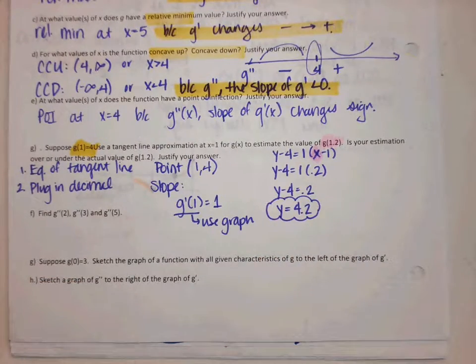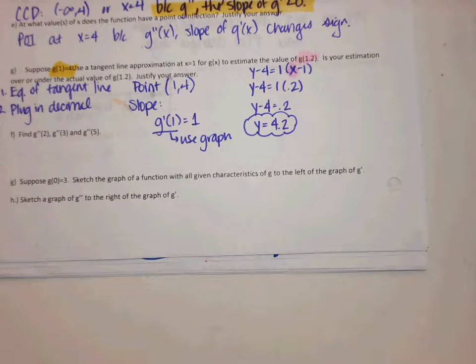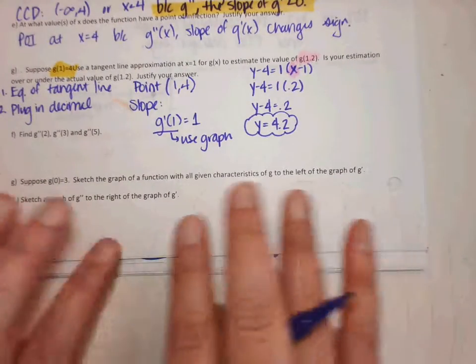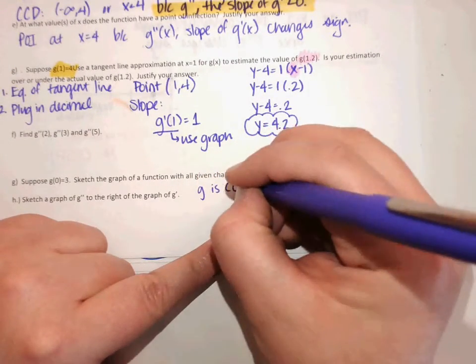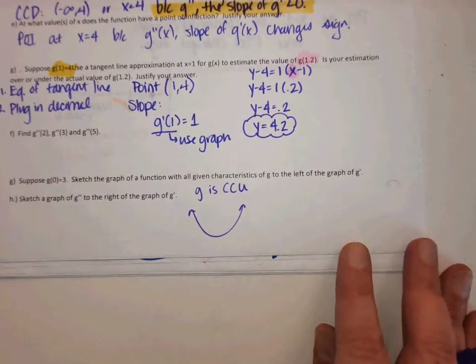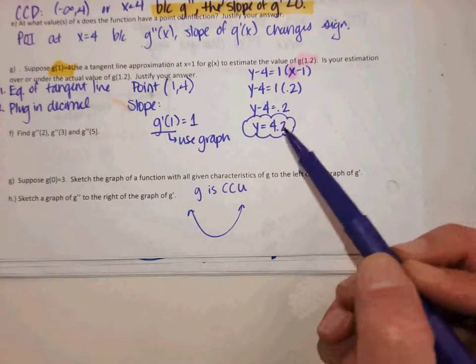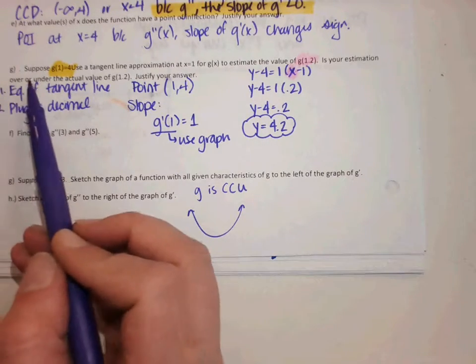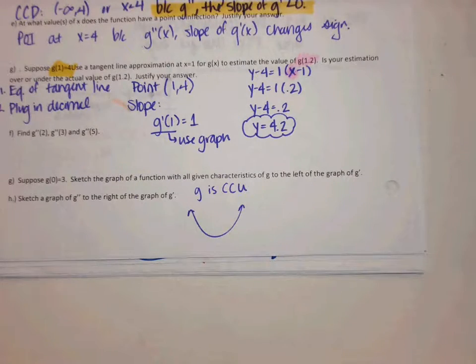Okay, now, real quick. We talked about this maybe earlier in the week, but we didn't talk about it a bunch. Let's see if you remember. Draw for me a graph that is concave up. We're going to do it down here in this space. So let's say that G is concave up. Look at the second part of the question that they asked you here. They said, is your estimation 4.2 over or under the actual value? Remember that concavity is what helps you answer this.